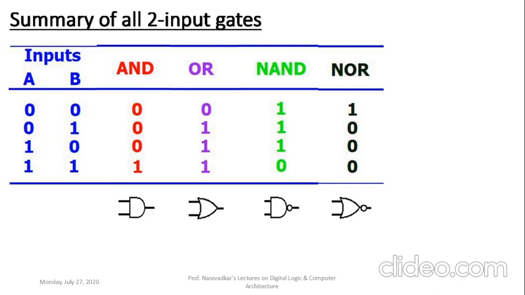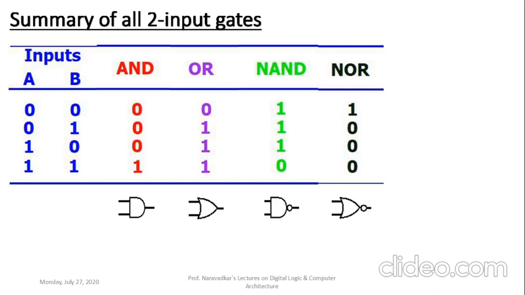Now the equation for this NOR gate is very simple. Equation of OR gate, output Y is equal to A plus B. Hence, output of NOR gate is Y is equal to A plus B whole bar. So this is the equation of that NOR gate here.